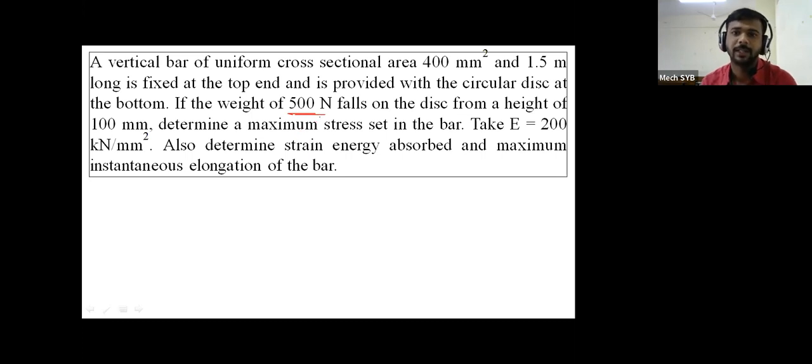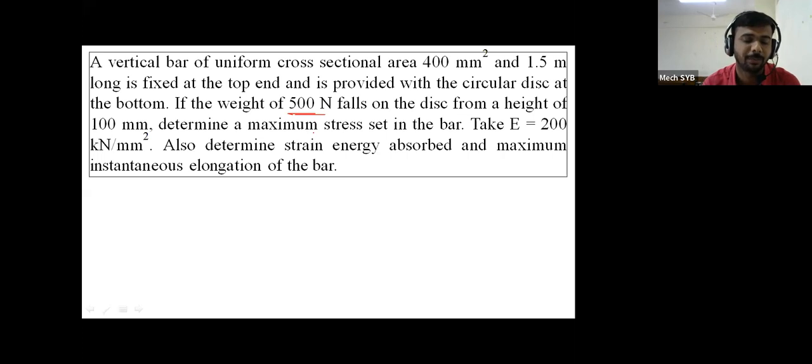If the height is mentioned in the statement, then we can say that the particular problem is based on the impact loading condition, and we have to use its sigma formula and then put that sigma in the strain energy equation, because the strain energy formula will be the same for all three conditions, that is, gradually, suddenly, and impact loading.